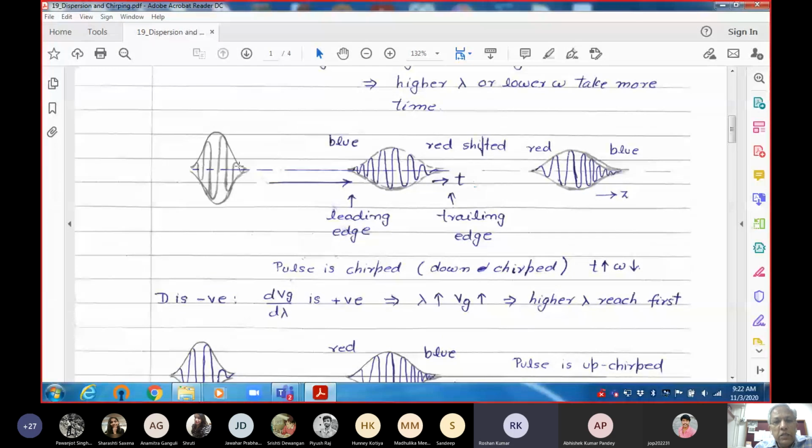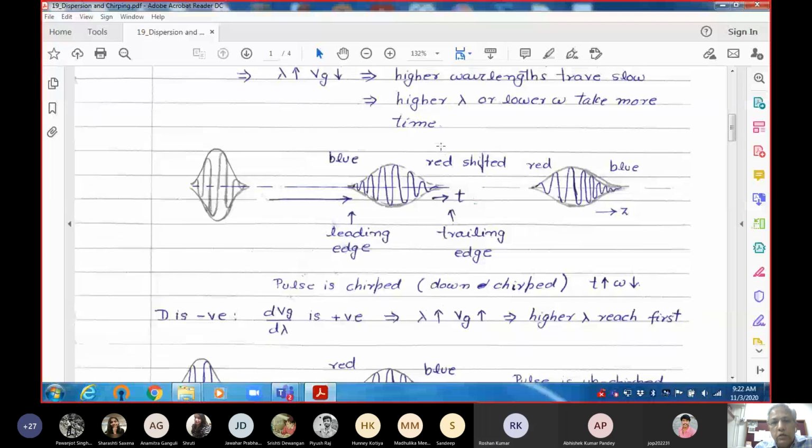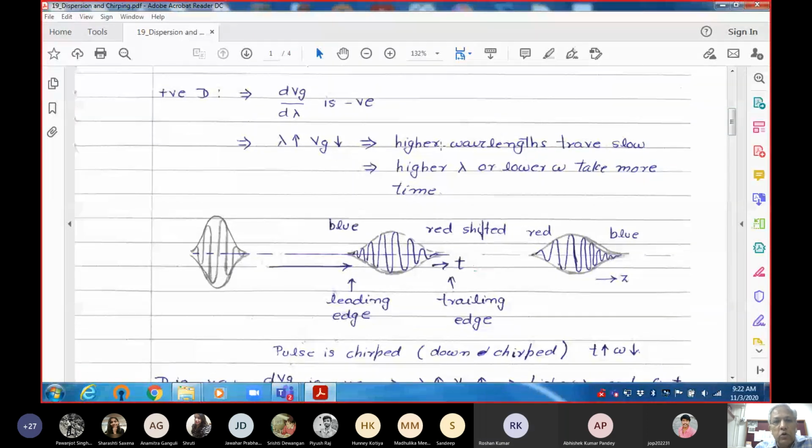So what I am saying here is that higher wavelength, let me come to this. This is the positive dispersion case I am talking about, right? So dVg by d lambda is negative. Do you agree that higher wavelength would have lower group velocity? Yes, sir. So higher wavelength would reach at a later time, higher time. Yes, sir.